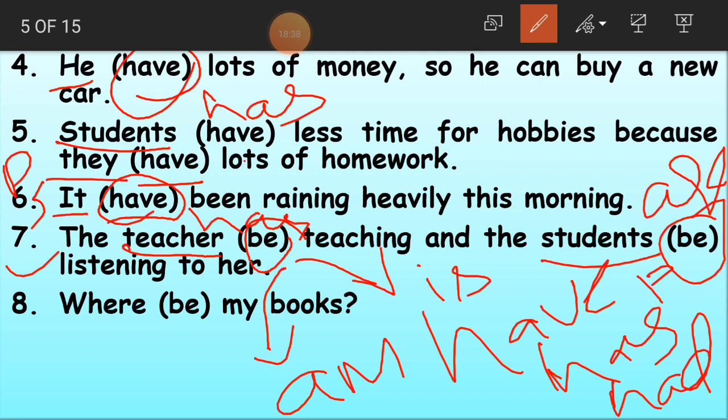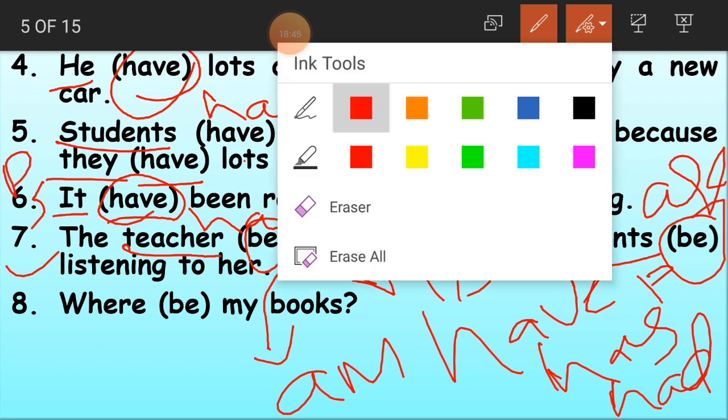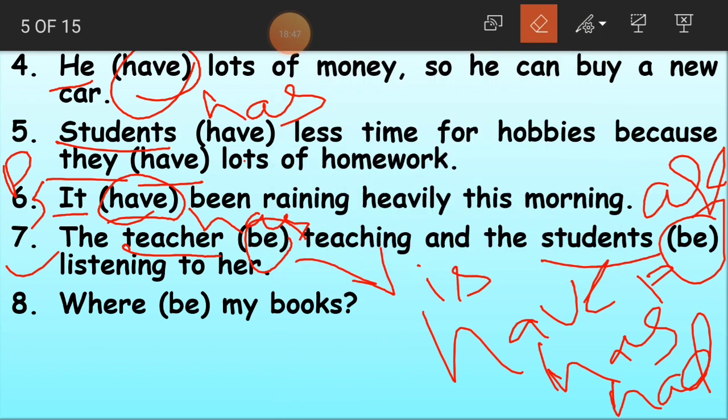Okay. So, then what is the next sentence? Where dash, not blank, where be my books. So, this be we have to change. Where be my books. Books. See, books. What is book here? Singular or plural? What is book here, children?